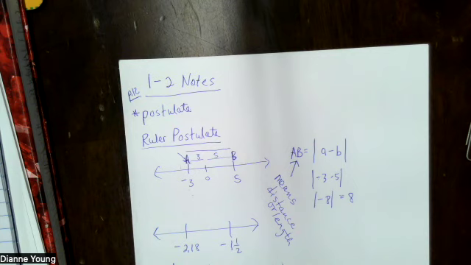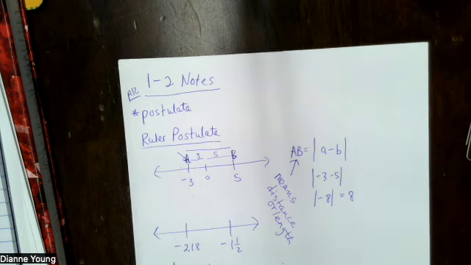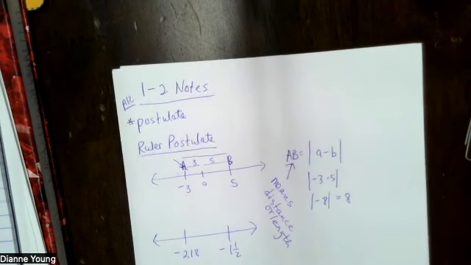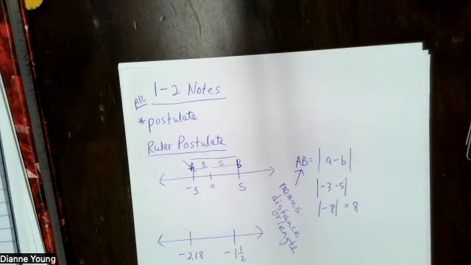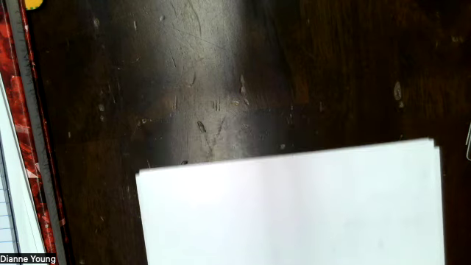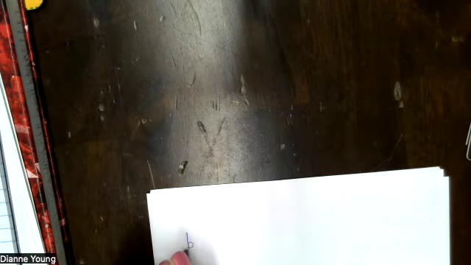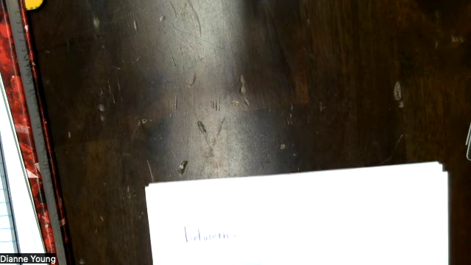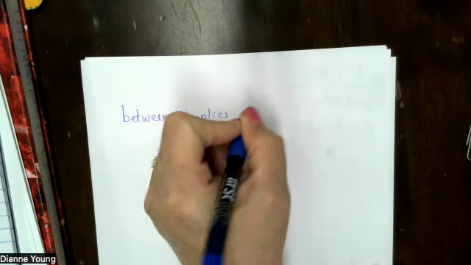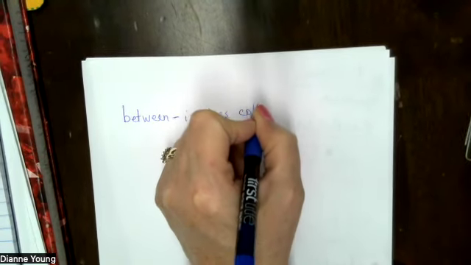So let's talk about the problems, but before we do that, watch the clock, okay? We need to know the idea of between, okay? Between, B-E-T-W-E-E-N. In geometry, the word between implies collinear.